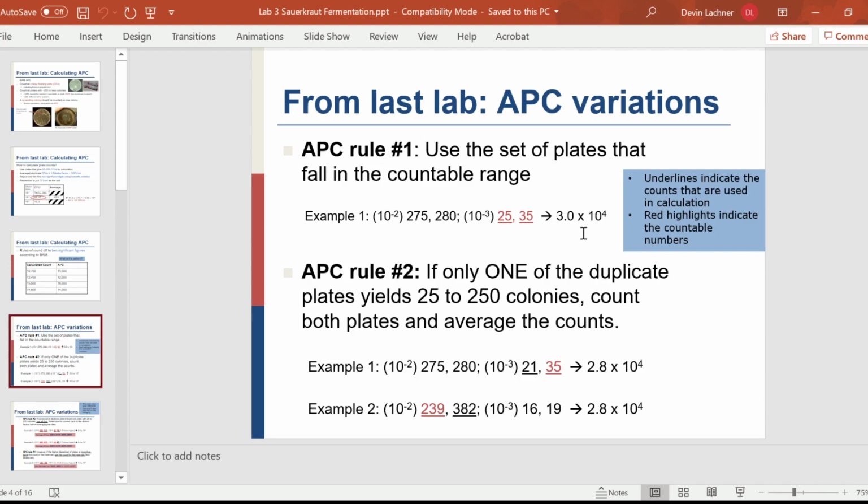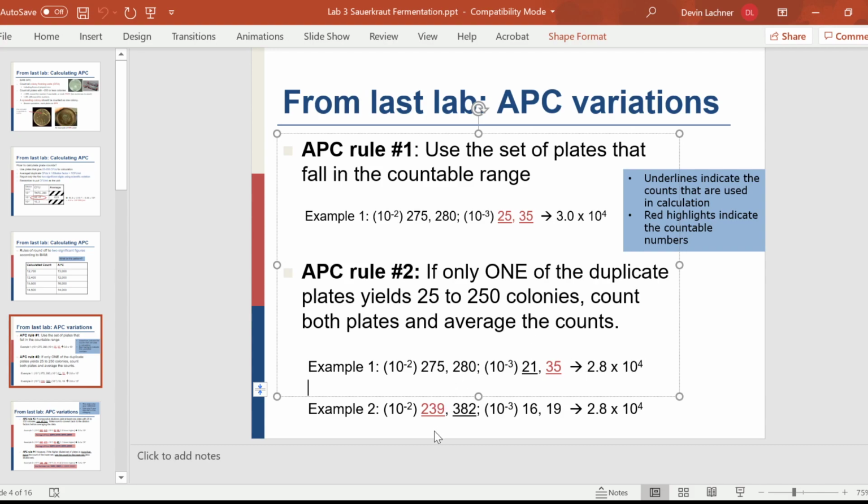So if only one of the duplicate plates yields 25 to 250 colonies, then you're going to be counting both plates and average the counts. So even though for this one, the 21 doesn't fall under the 25 to 250 range, since one of those two at that dilution factor does, then you're going to be using it. So 21 and 35, add them together, then you get the average.